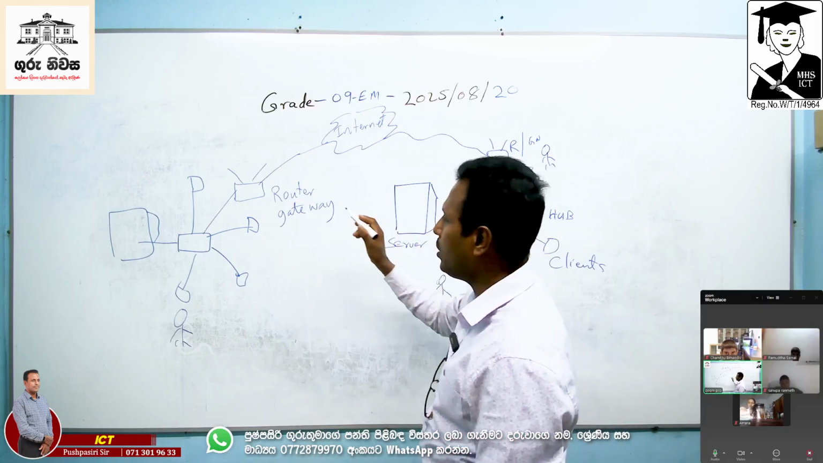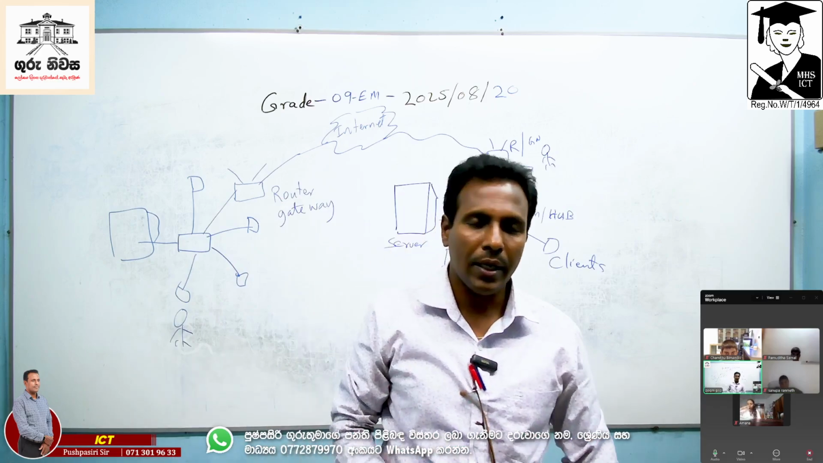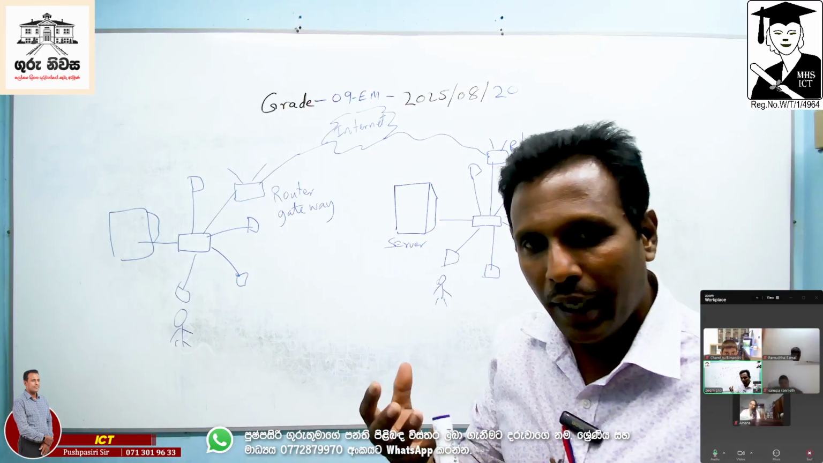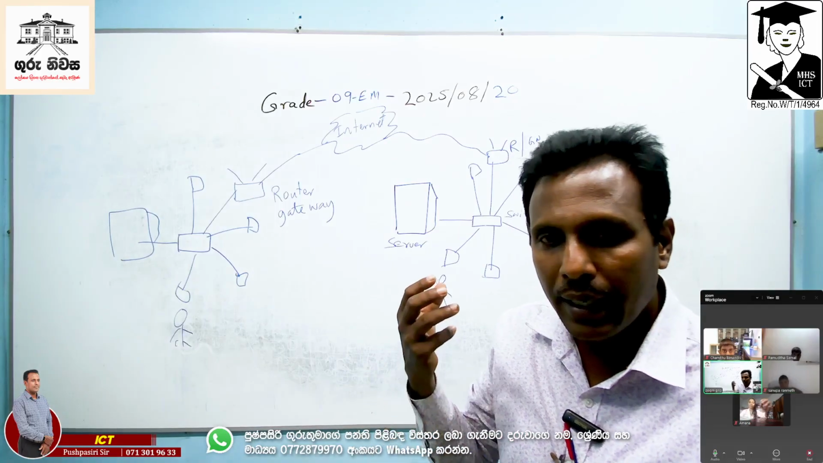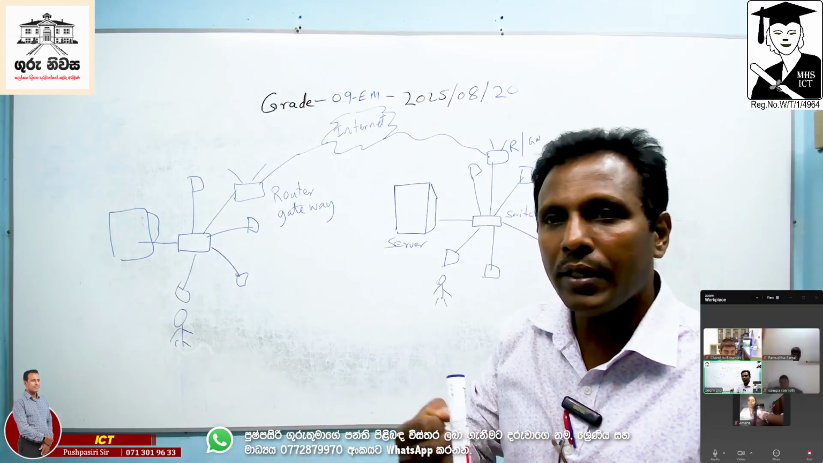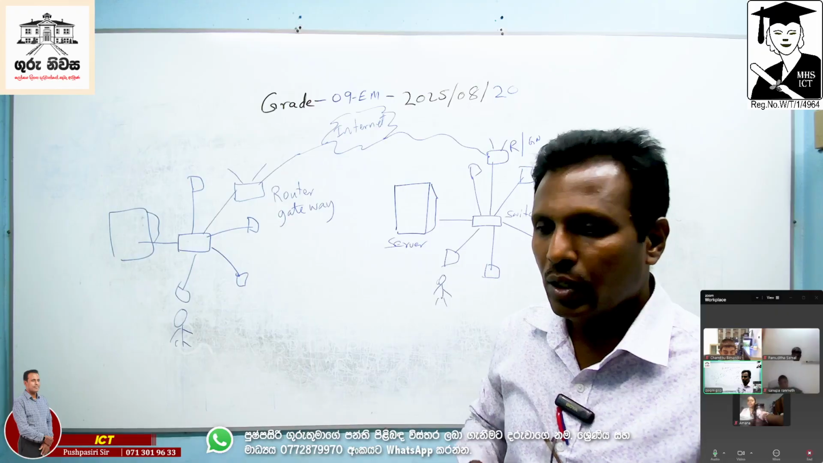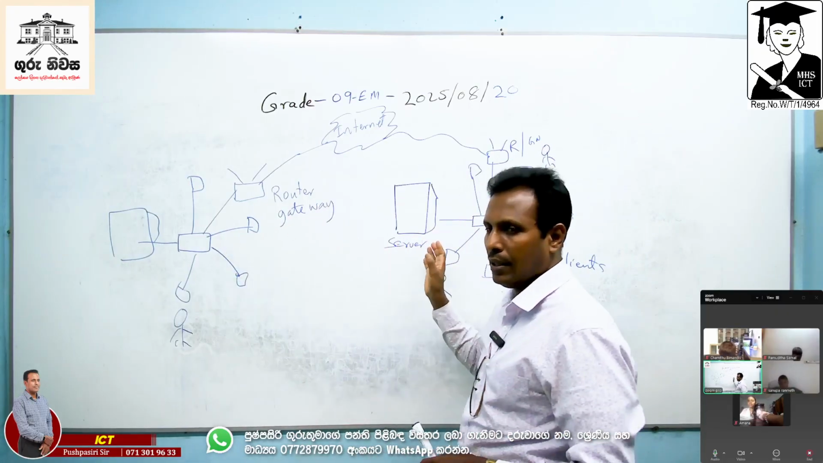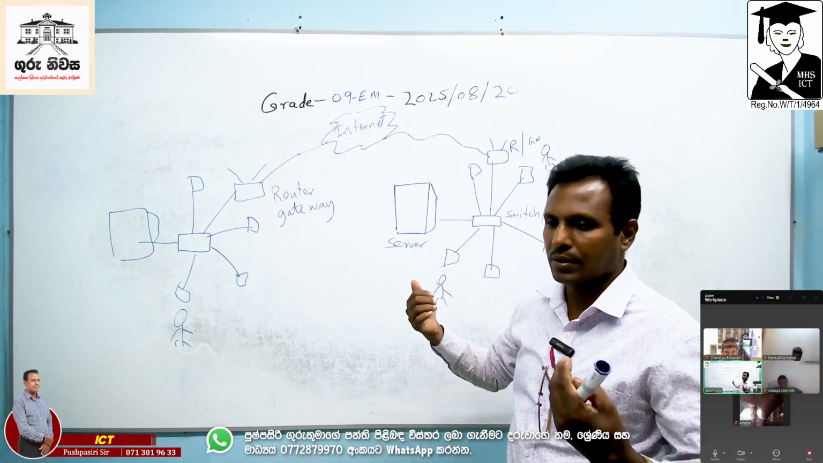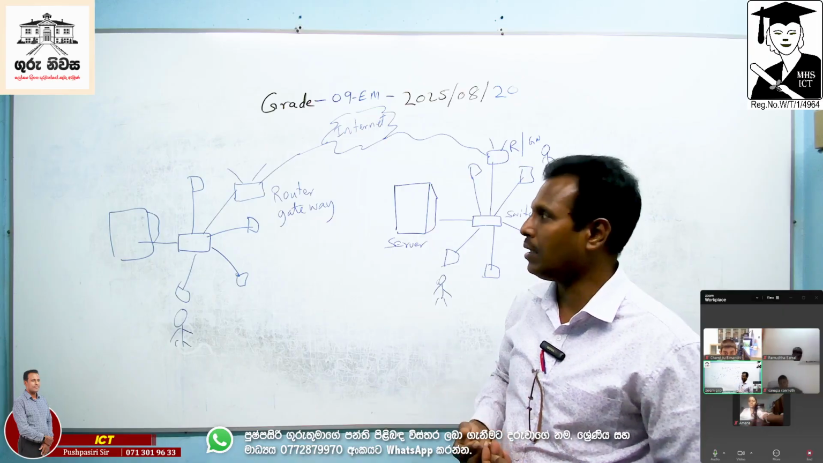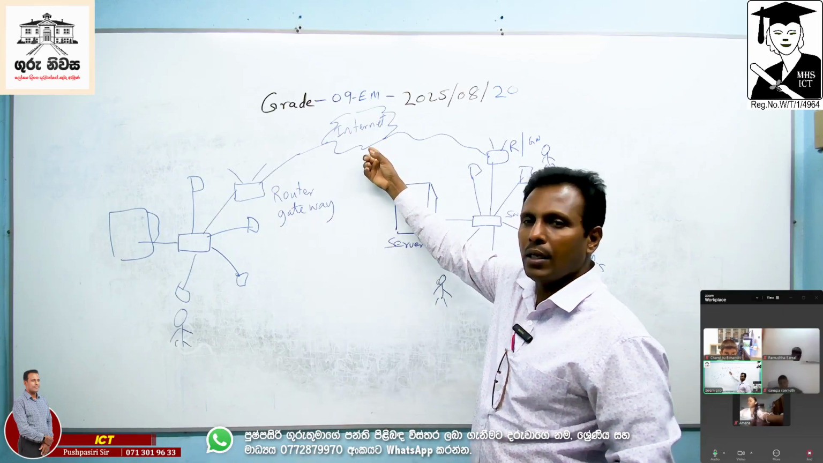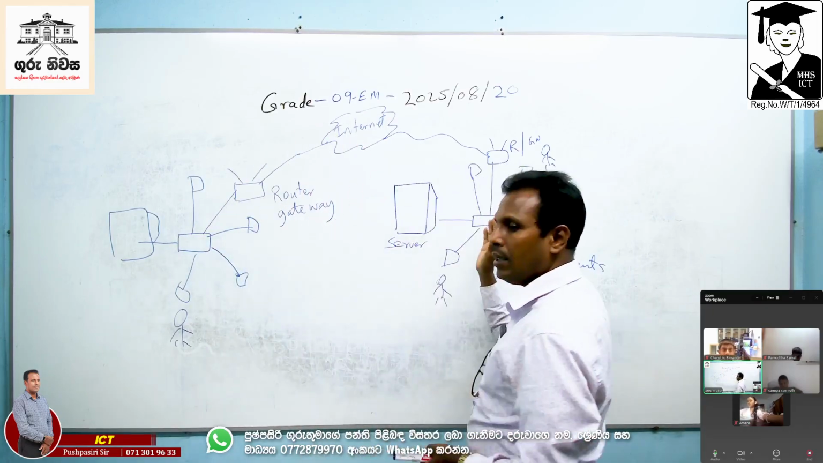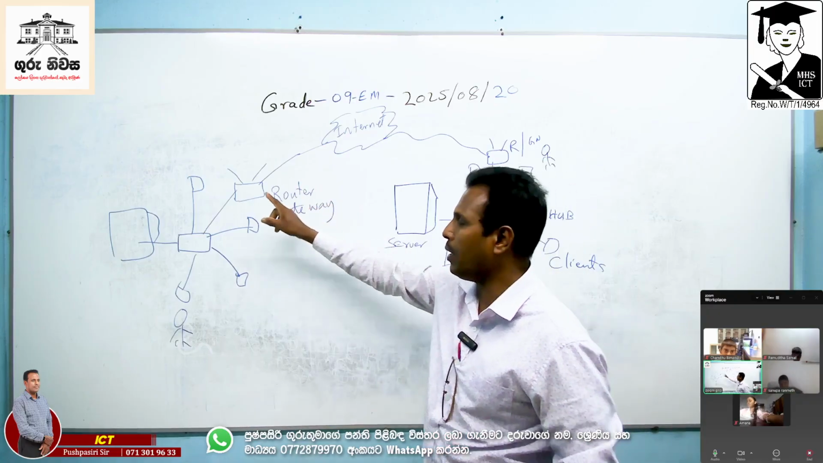Therefore the router is known as a gateway, as well as a device which connects many networks together, right? That's why connecting many networks is known as the internet. Interconnected networks are known as the internet, right? So this is what we call the internet. Through the internet we can communicate with other networks also. So this is what a router does.